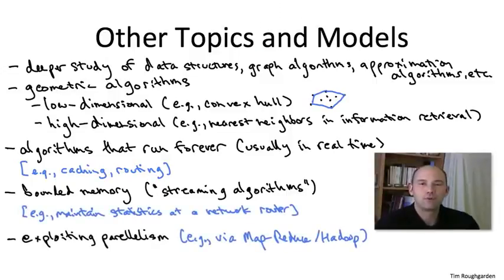Final important topic for which the current theory is actually quite immature is understanding how to exploit parallelism in tackling massive data sets. For example, using the distributed systems approach exported by the MapReduce or Hadoop systems.